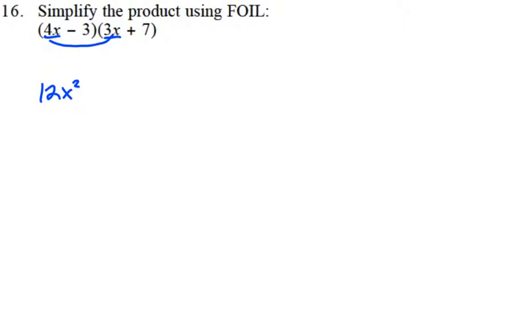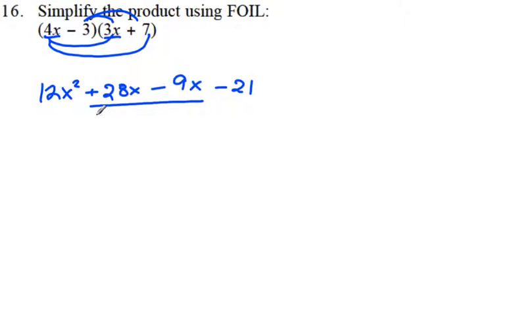Outer, the O, these are on the outside. So 4x times 7, 28x. I is for inside, the inners. Negative 3 times 3x, negative 9x. And then last, negative 3 times 7 is negative 21.